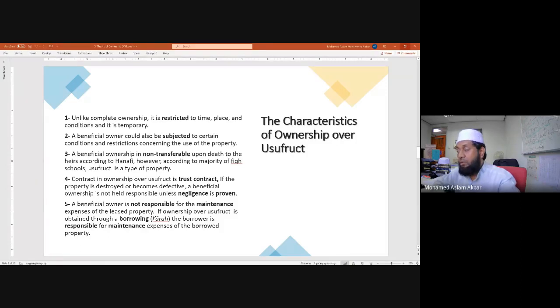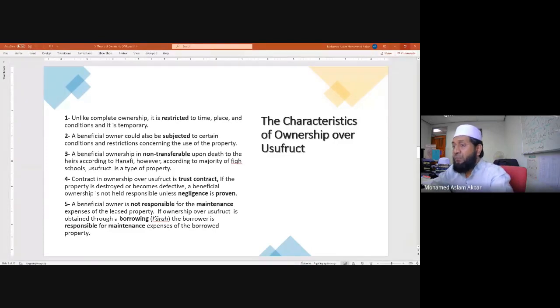Okay, so today what we are going to see is the continuation. We are going to talk about a couple of related issues related to this milkiyah, the ownership. The first one is the characteristic of ownership. As you can see in the slide, what is the major characteristic of ownership over usufruct? Now you already know that someone is residing in your house. You are the owner of the house and you gave it to someone, so he is your tenant.